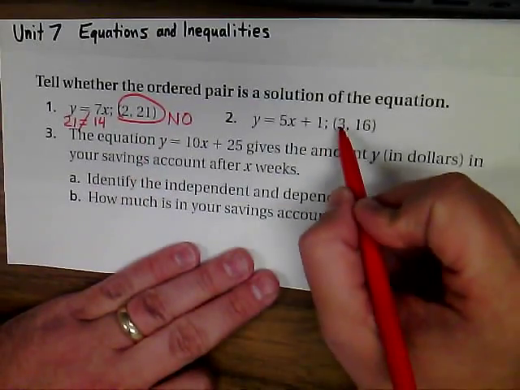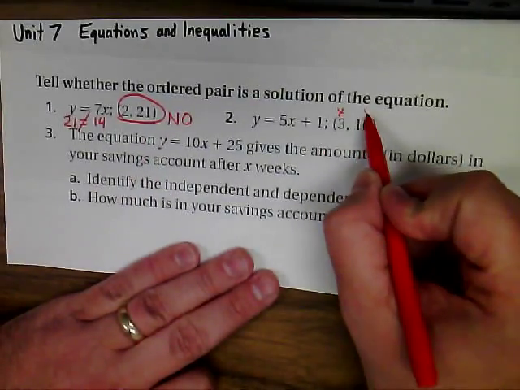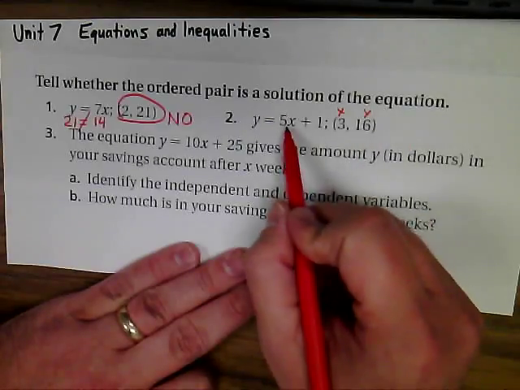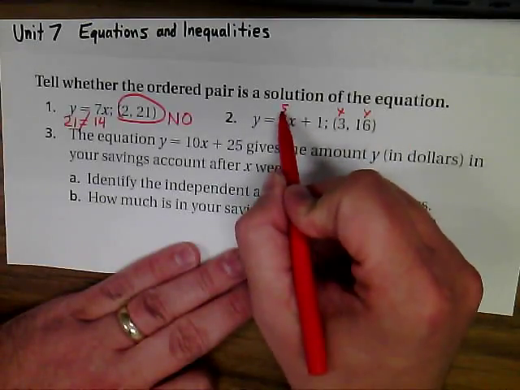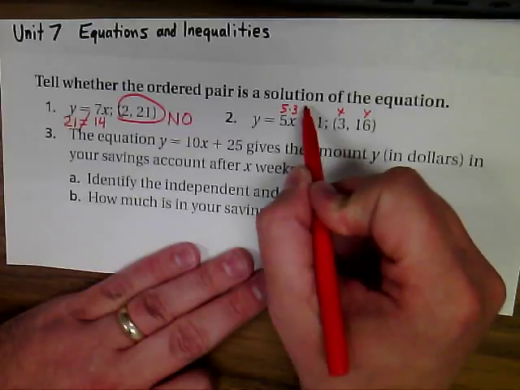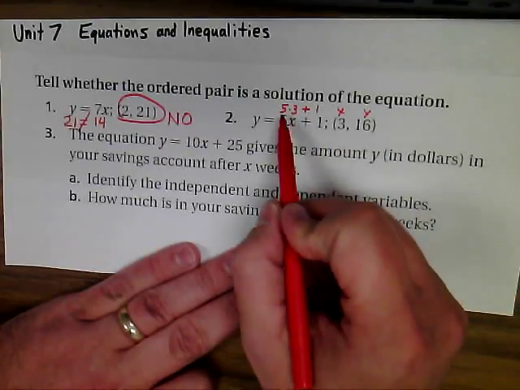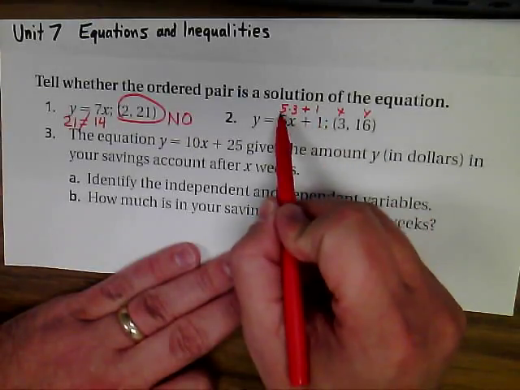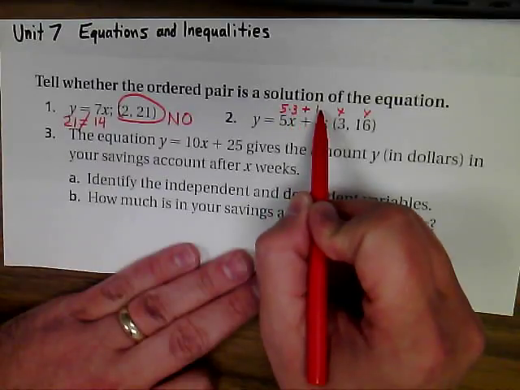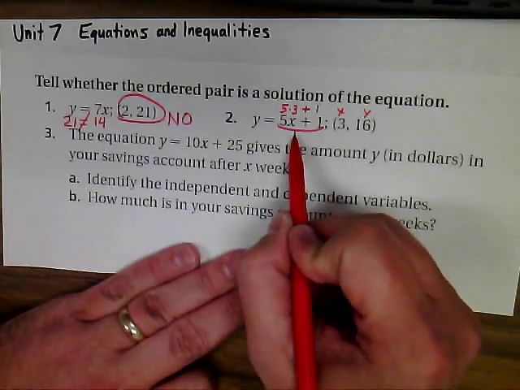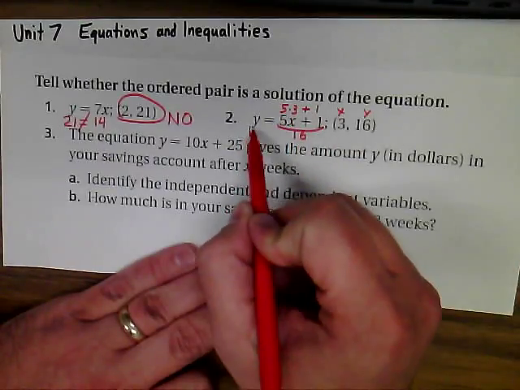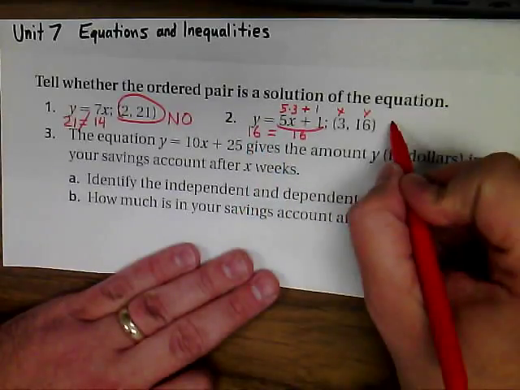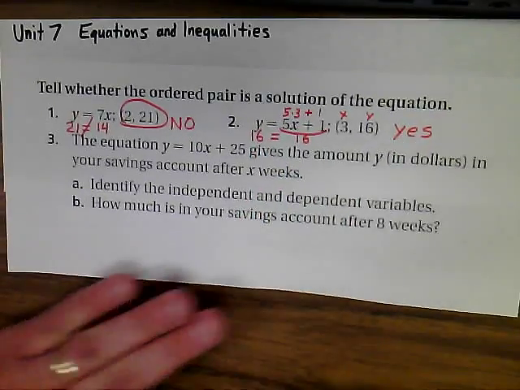In this situation, again, this will be your x variable, and this is your y variable. So we're going to substitute the x for a 3. 5 times 3 plus 1. We're, of course, going to follow our order of operations and multiply before we add. 5 times 3 is 15, plus 1 is 16. So this is all equal to 16. This says y is equal to 16, and sure enough, this is equal.